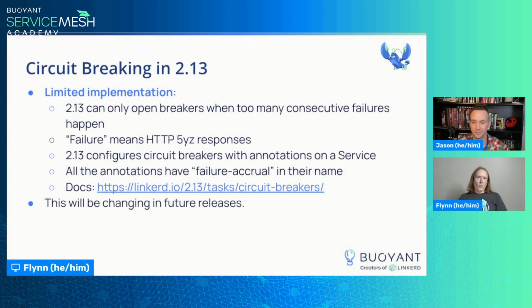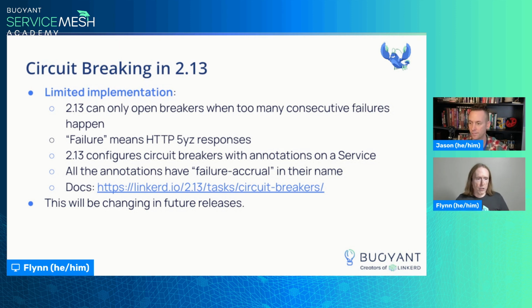In 2.13, we have a limited implementation of this. The first thing here is we will only open breakers when we've seen too many consecutive failed requests. So for example, we don't currently support opening the circuit breaker when the percentage of successful requests drops too low. And that's something that should definitely be possible and can be really useful. But we decided to start with something small so that we could get feedback on it.